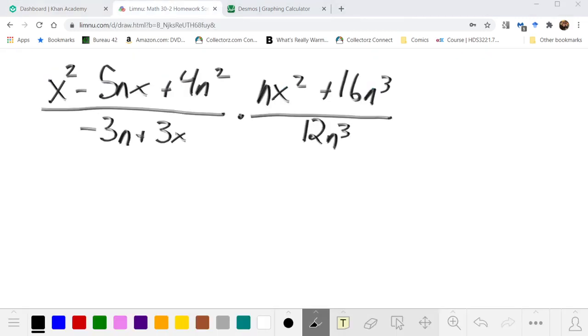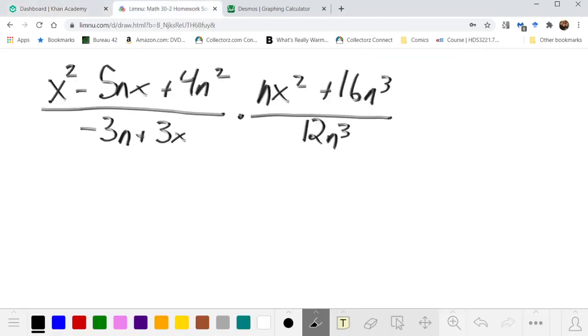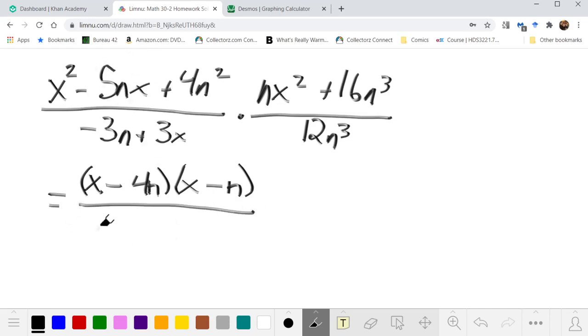All right, so we have our problem more carefully transcribed than our last one was. Just give it one more check. And yes, that does all check out. So now we can factor this. Our first will factor as x minus 4n times x minus n. This will give us the negative 5xn that we have here.